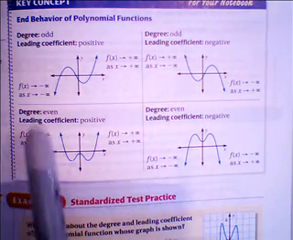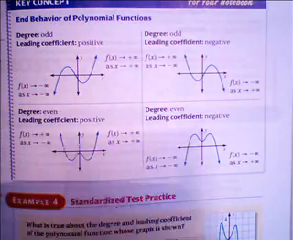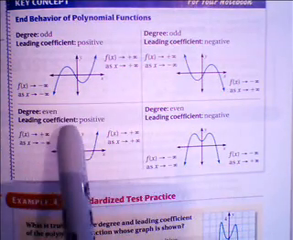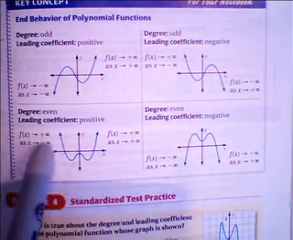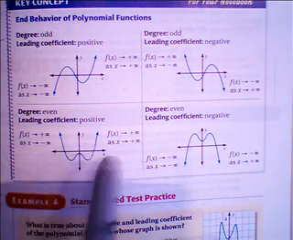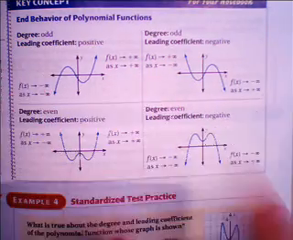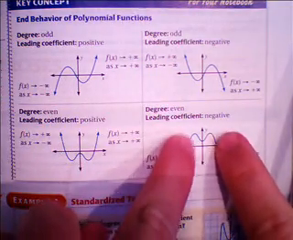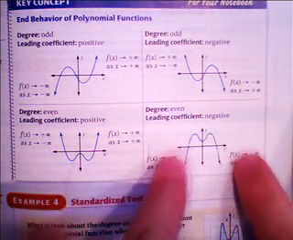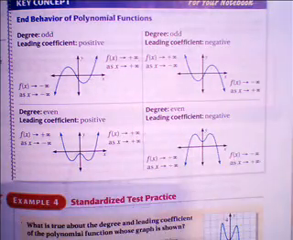Alright, this time, if the degree is even for both of these, but the leading coefficient is positive, you're going to have what looks somewhat like a W shape. It's going to be ending and starting going in the same direction. The same thing over here. If the degree is even, it's going to be beginning and finishing going in the same area.